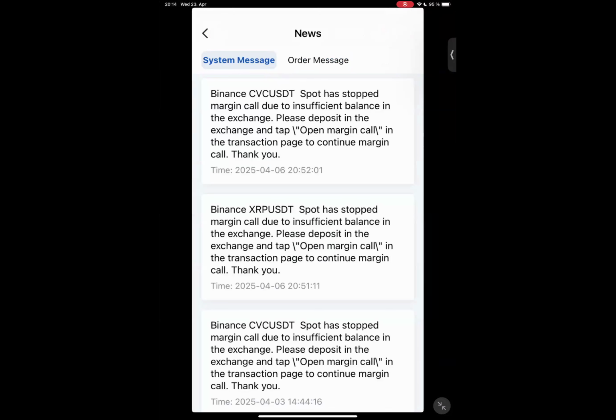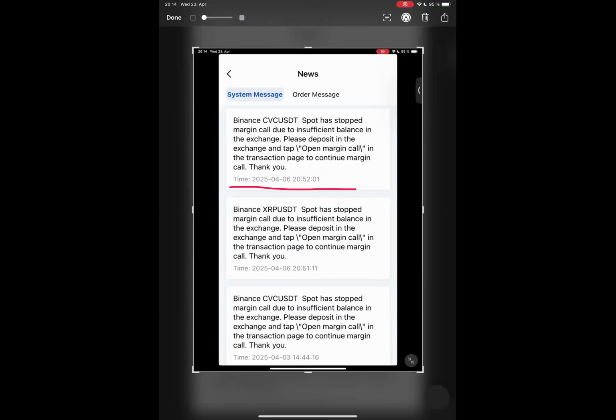So we have CVC. You can see the system message which was sent. This is an old message. The date is 6th of April 2025. Now let's assume you have a message of this sort, but with a different date and time. Check the date, it's very important. Now they said Binance CVC USDT, meaning you are using USDT to trade the coin CVC on the spot market. They said it has stopped margin call due to insufficient balance.